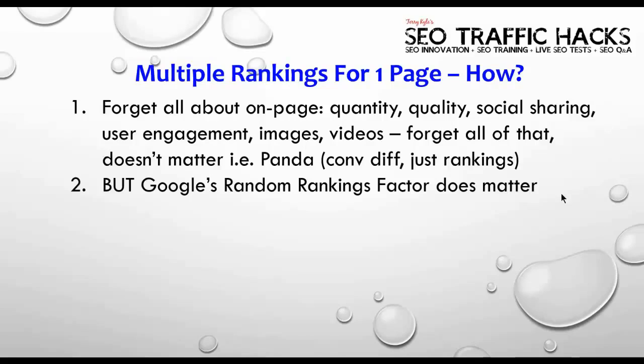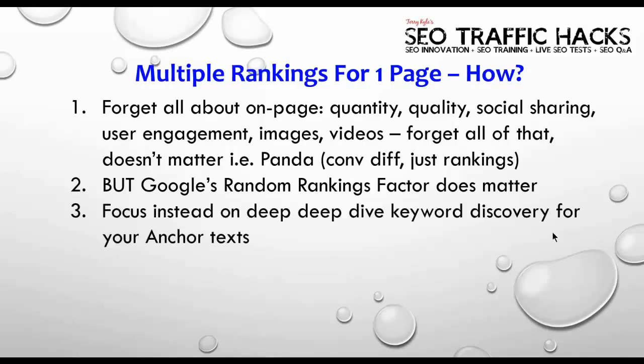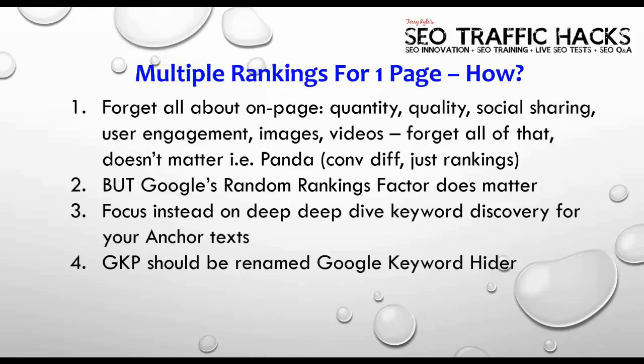So while Panda doesn't matter, Google's random rankings factor does matter, and that's why there's a bit of trial and error needed. I'm going to come to that in more detail on a future webinar. It's just too much to cover in this one because we're dealing with a different subject. What we need to do to get those kinds of rankings is focus instead on deep dive keyword discovery for your anchor texts. It's all about the links.